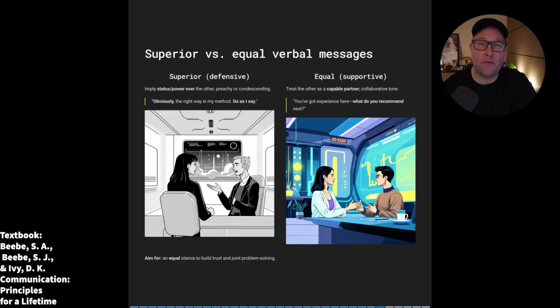Superior versus equal verbal messages. Superior messages can come across as defensive, while equal messages can come across as supportive. Superior messages imply status or power over the other. They can come across as preachy or condescending. Obviously, the right way is my method. Do it as I say. Equal or supportive messages treat the other person as a capable partner. They're often used with a collaborative tone. You've got experience here. What do you recommend we do next? An equal stance to build trust and joint problem solving can usually get you further than a defensive stance.